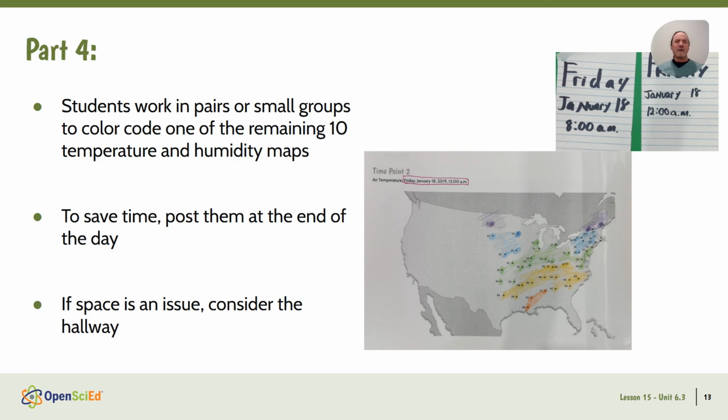One other little note: the color scheme that's suggested for the humidity maps has a lot of different shades of green. I didn't have that many different shades of green colored pencils, so we just recolored them and figured out something different. And you may need to do the same depending on what you've got for shades of green.